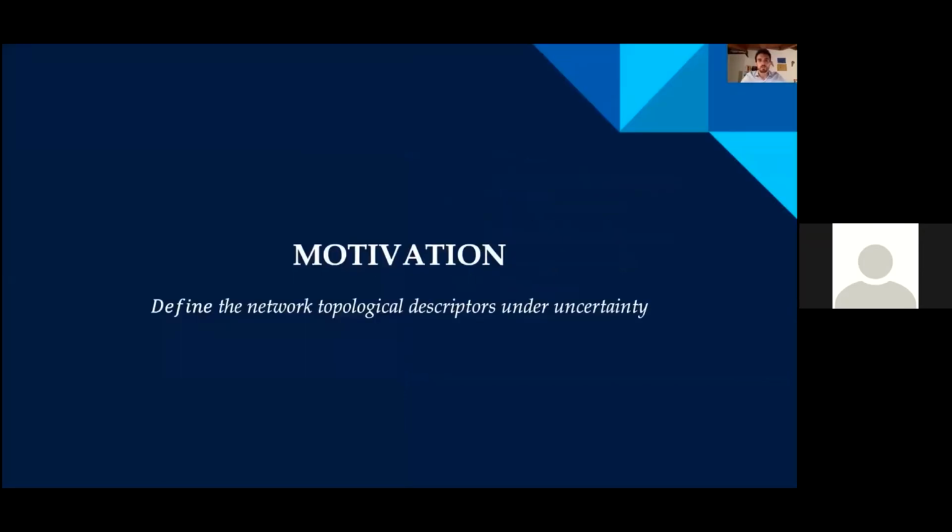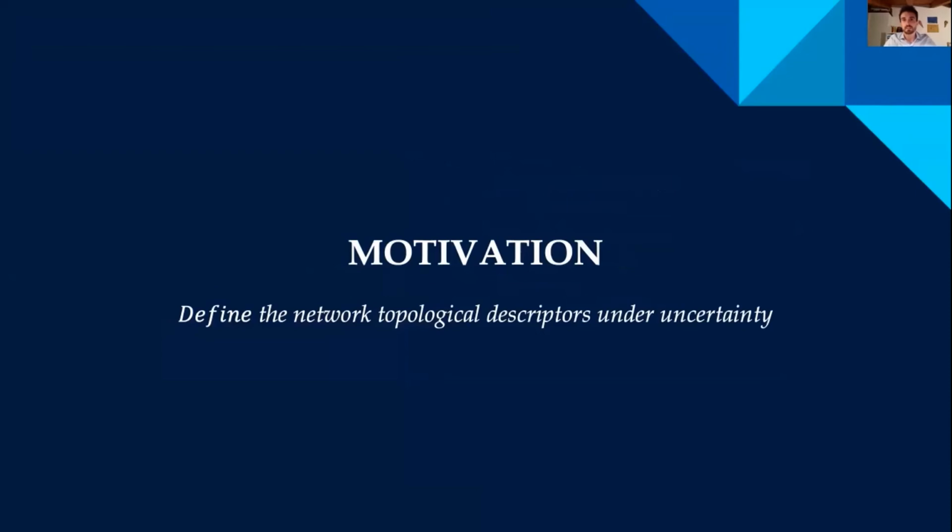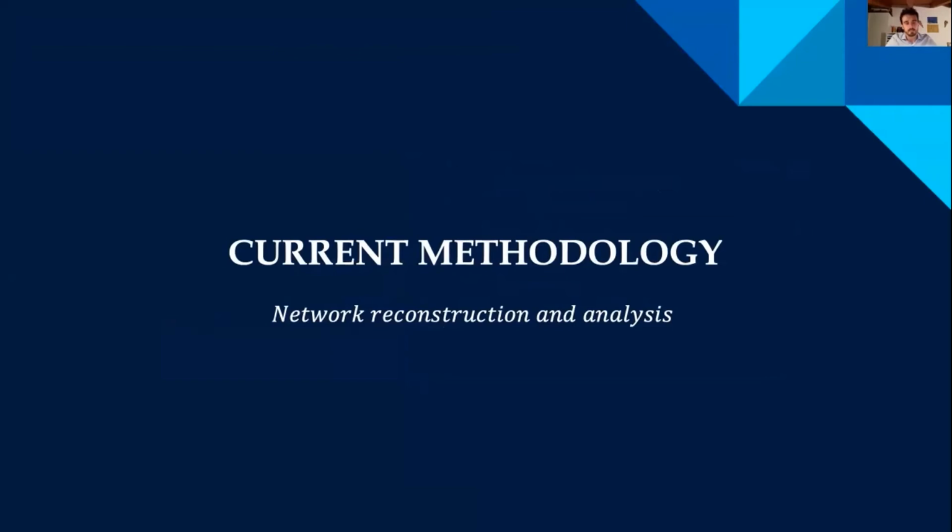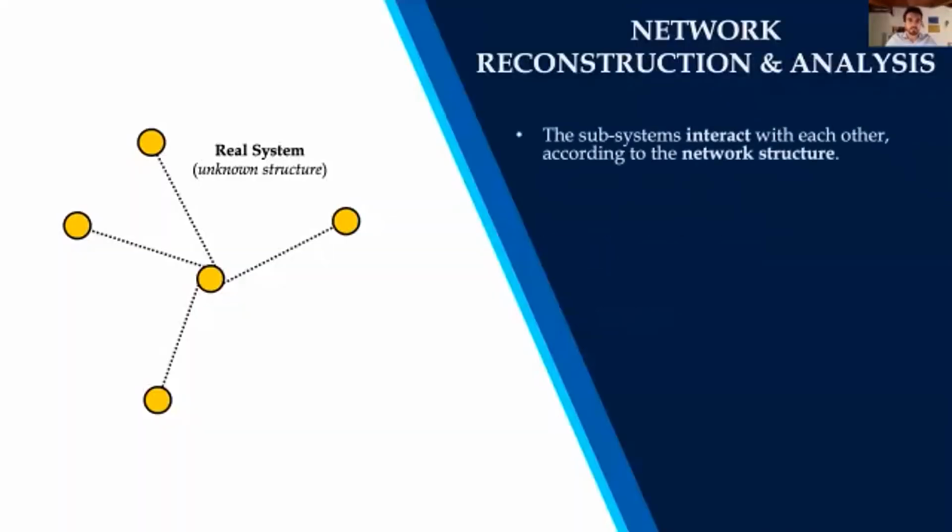So our goal is to find a simple and effective way to define the structural features of a complex system when the network structure itself is uncertain. We focus in particular on networks of dynamical systems, so those systems where the nodes have a time-dependent state. In this setting, currently, the structural features can be analyzed after the reconstruction of the entire network of relations. The idea is the following.